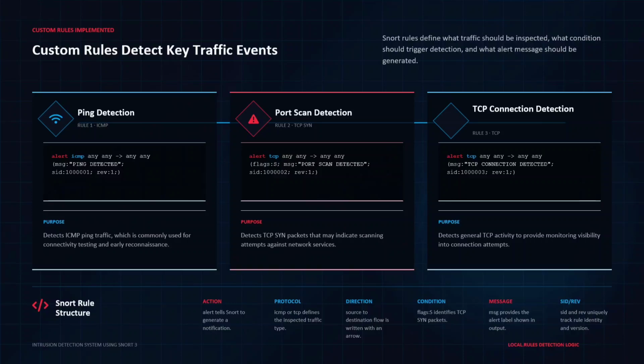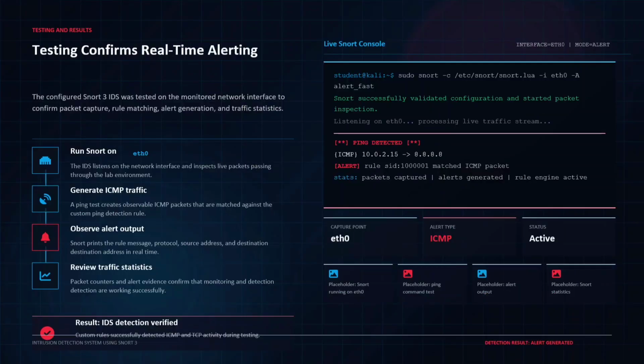On the second portion, we can see that the port scan has been detected. The purpose was to detect TCP SYN packets that may indicate a scanning attempt against the network services. On the third screen, we can see the alert TCP connect detected. The purpose was to detect general TCP activity to provide monitoring visibility into connection attempts.